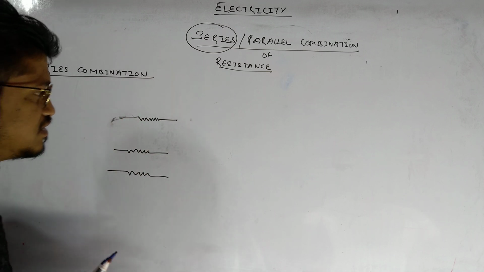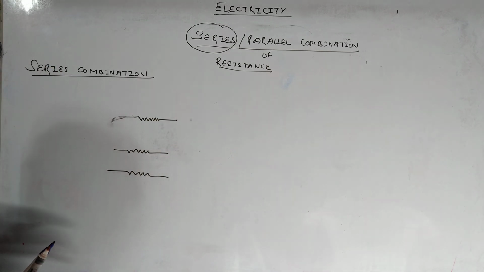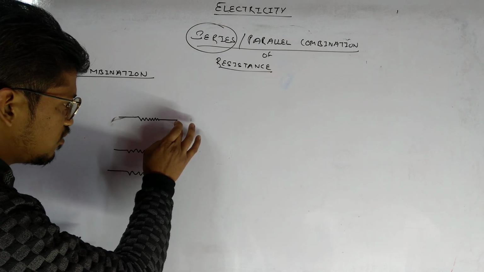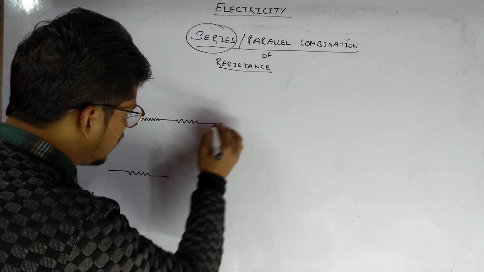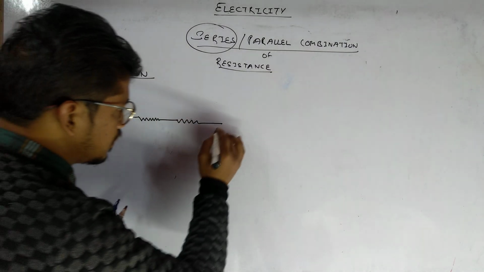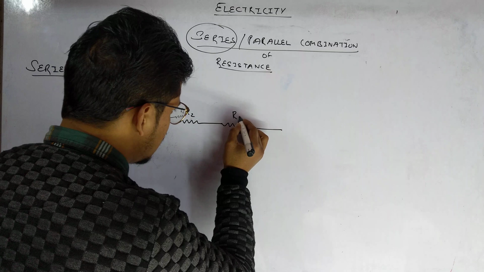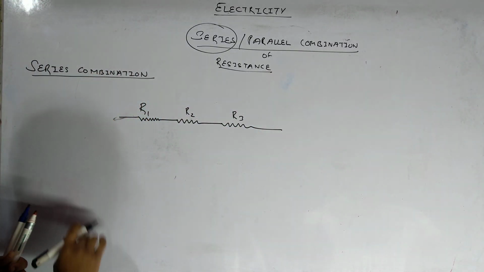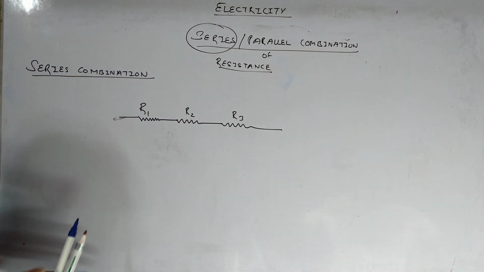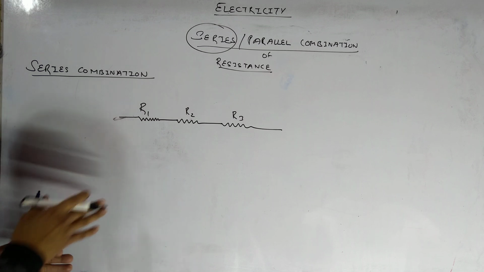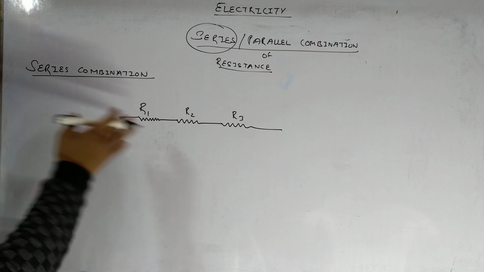Series combination is very easy. If we arrange these three resistances in a series combination, we put this resistance in front of the back resistance, like this, and we put this resistance here. So this is R1, this is R2, and this is R3. There are three resistances, and this is a series combination. If we arrange the resistances consecutively, we can say we are arranging them in a series combination manner.